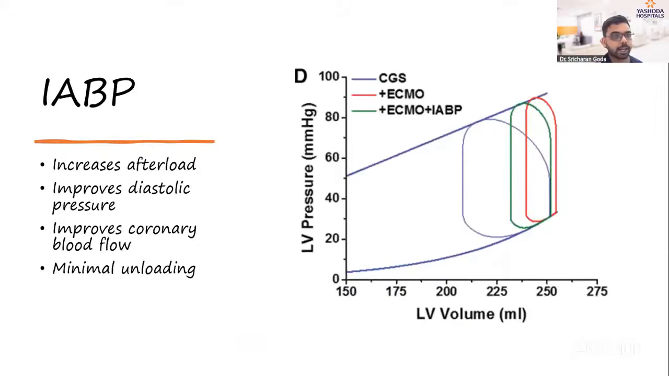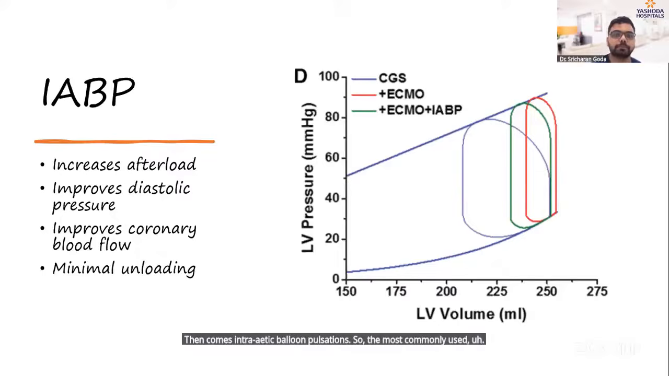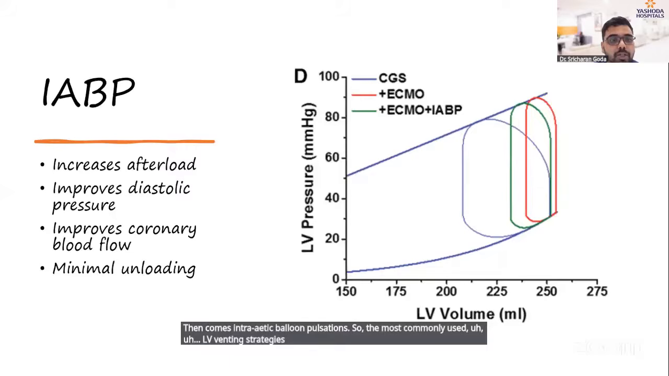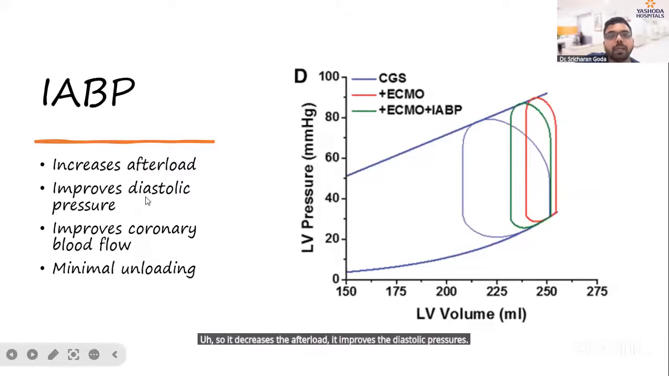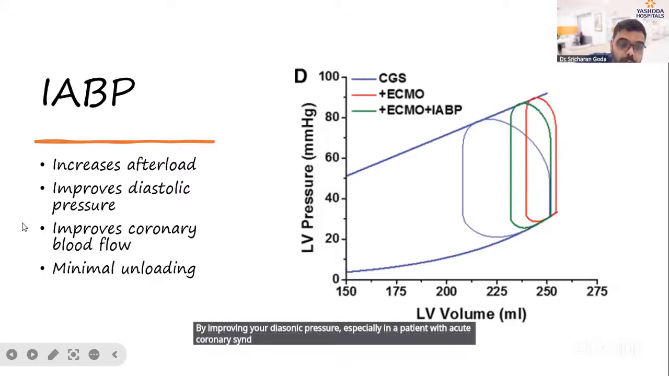Then comes intra-aortic balloon pulsation. So the most commonly used LV venting strategies are being discussed. Intra-aortic balloon pulsation, as we know, decreases the afterload. It improves the diastolic pressures. By improving the diastolic pressures, especially in a patient with acute coronary syndrome, it improves the coronary blood flow.